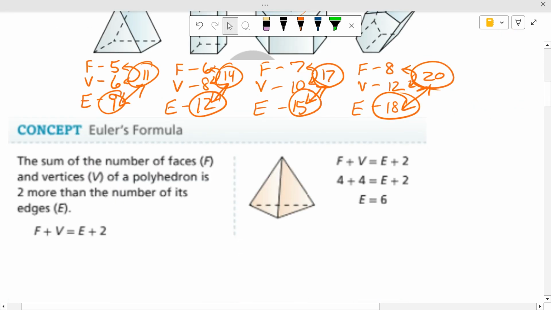That's Euler's formula. You don't say Euler. Euler. Euler.